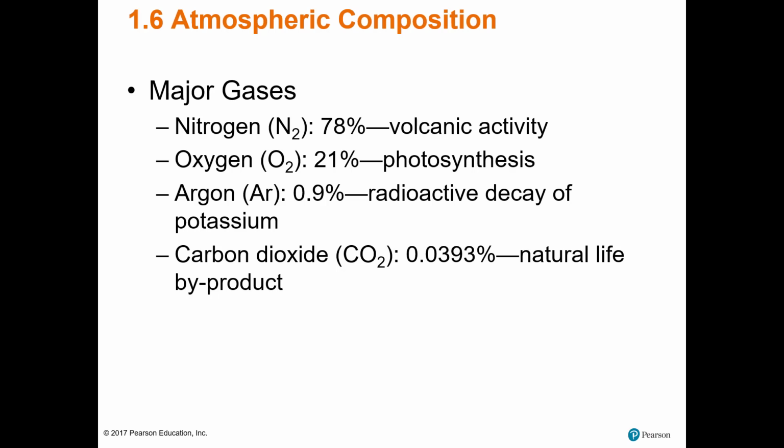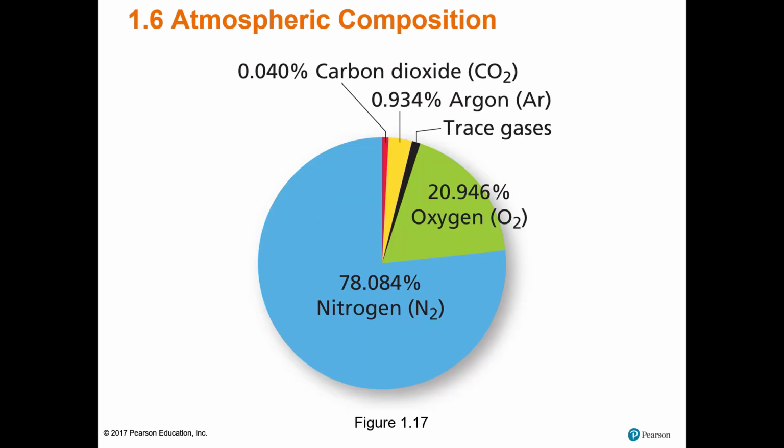Argon is only 0.9%, and it's from the radioactive decay of potassium. And carbon dioxide is 0.0393%. It's a natural life byproduct. So here is a representation of those figures and those percentages in a pie graph.